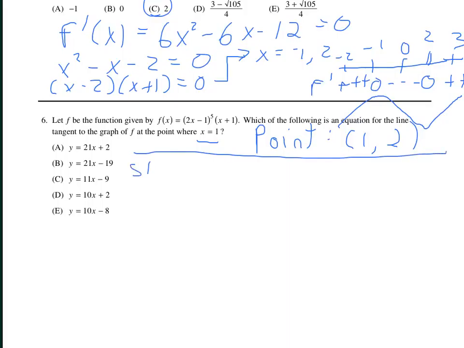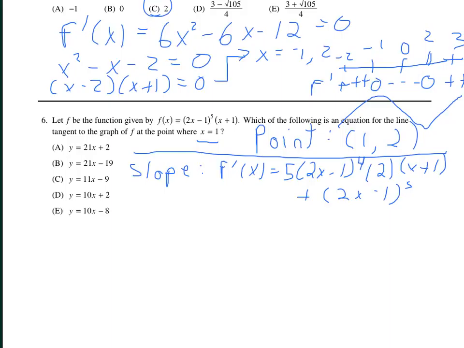That's the point on the line. And then we'll find the slope of that line. What's the slope of that line going to be? It's going to be f prime of 1, the derivative of the function at x equals 1. So we'll find f prime of x. Okay, so we'll use the product rule for that. That will be 5 times 2x minus 1 to the 4th times the derivative of 2x minus 1, which is 2, times x plus 1, plus 2x minus 1 to the 5th times the derivative of x plus 1, which is just 1.